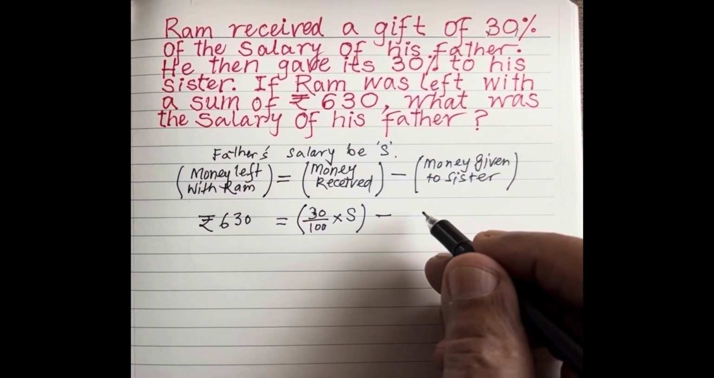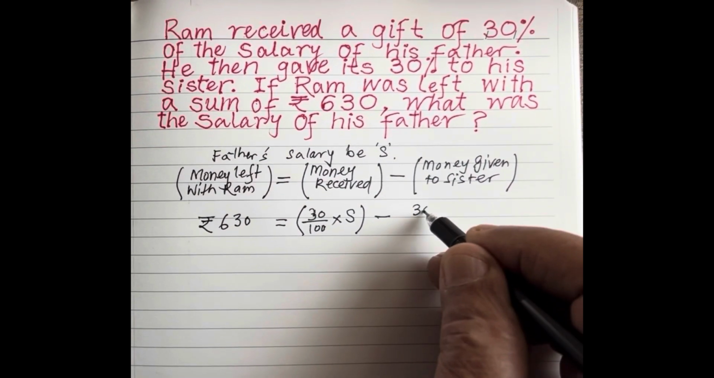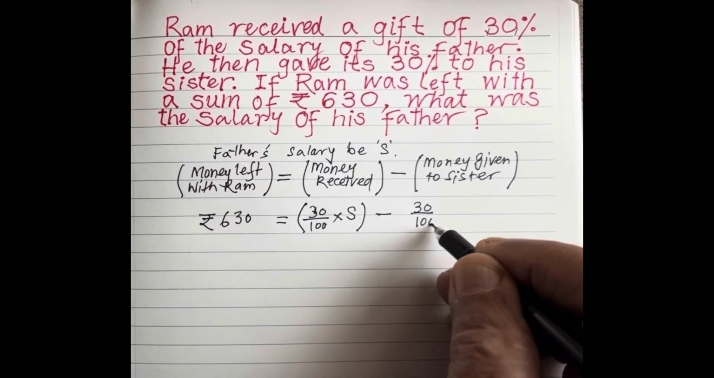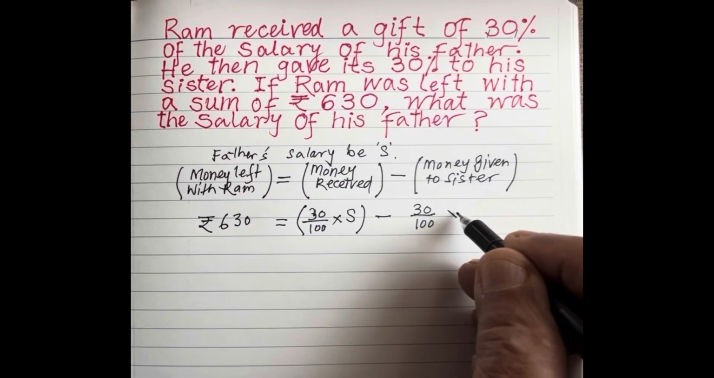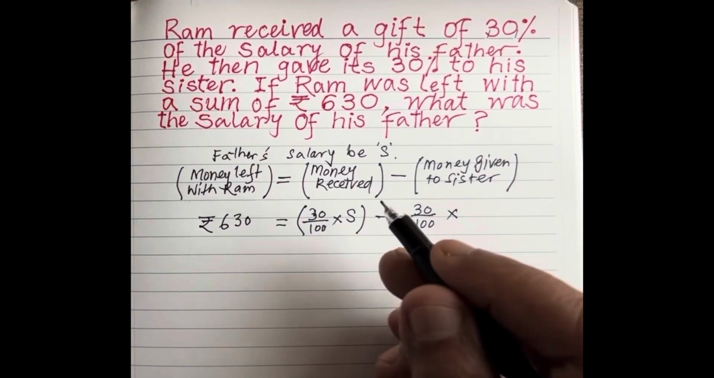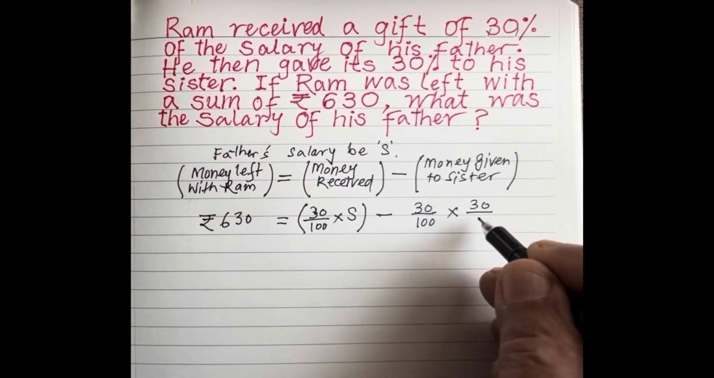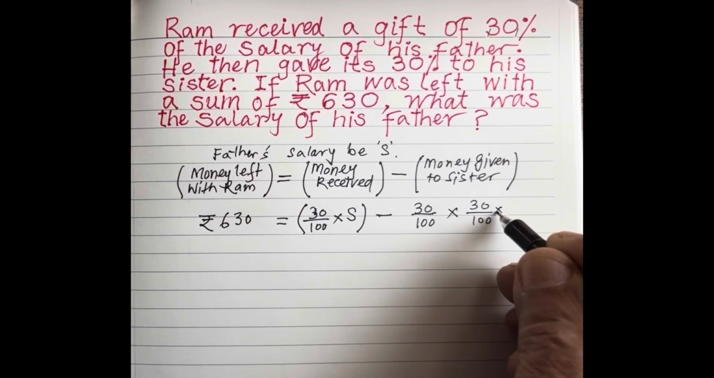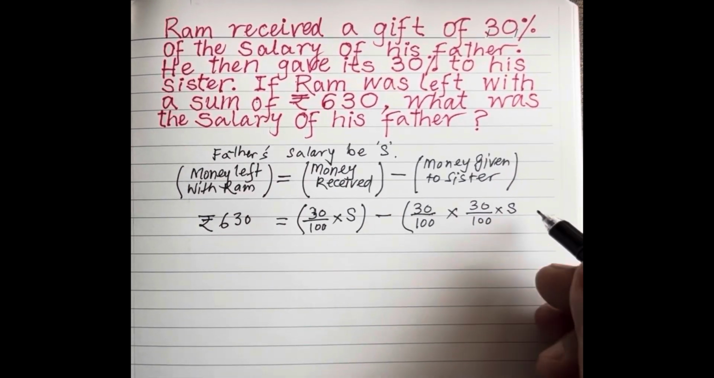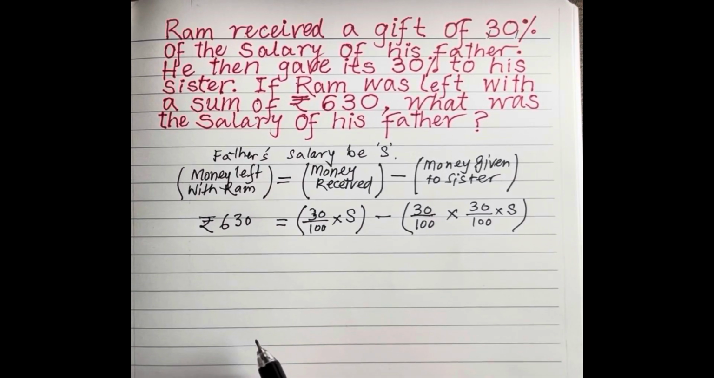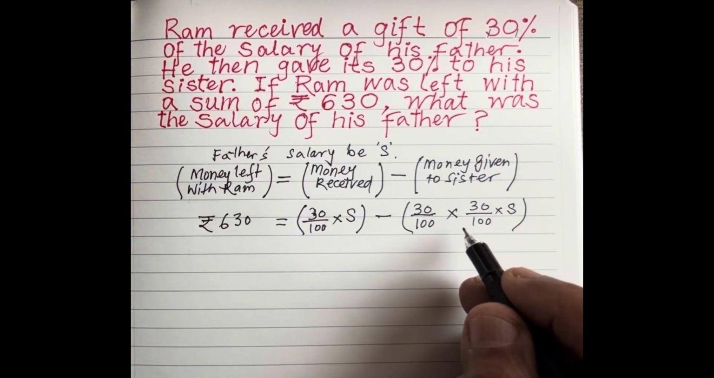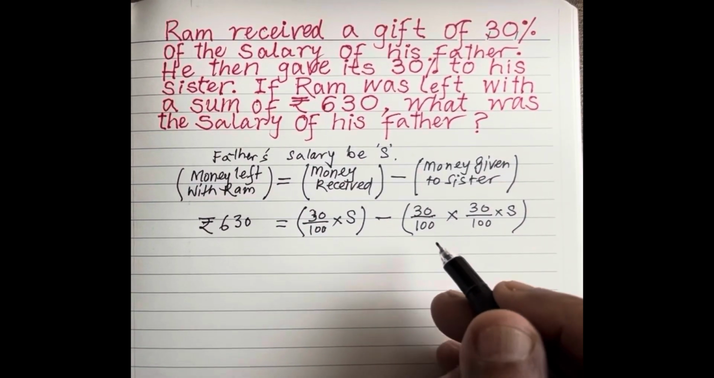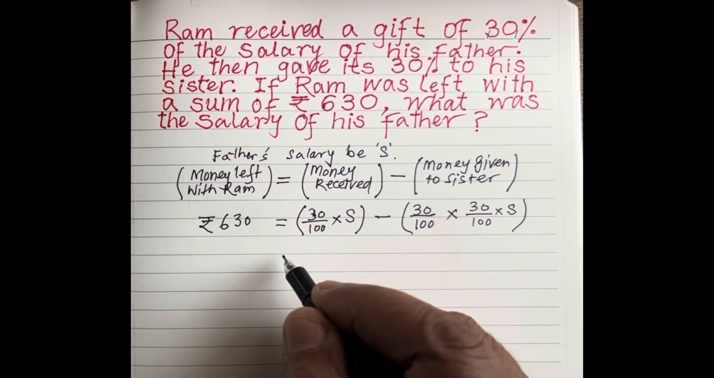What money has he given to sister? 30%, that is 30 over 100 of money received by Ram. And money received by Ram is this 30 over 100 multiplied by S, right? So we can now take out 30 over 100 S, which is common in both the brackets. So we take it out.